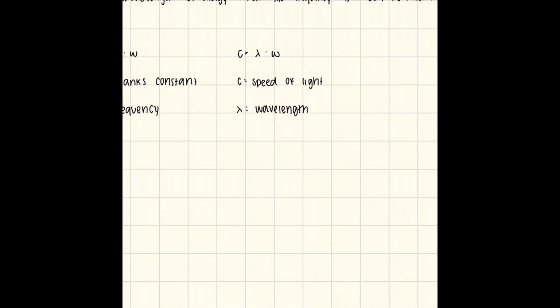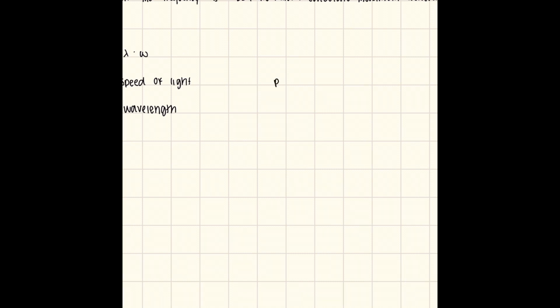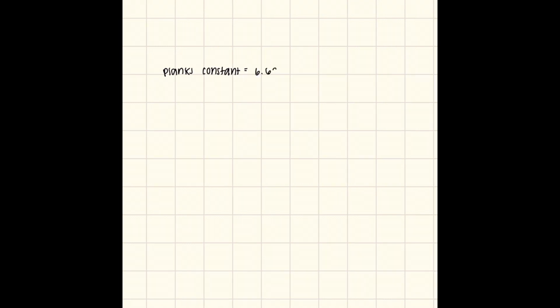Next, I'm going to give you the values of Planck's constant and the speed of light as givens. Planck's constant is 6.62 times 10 to the negative 34. And the speed of light is going to equal 3.00 times 10 to the 8th, and that's meters per second. So now that we have that, we can start getting into our problem.